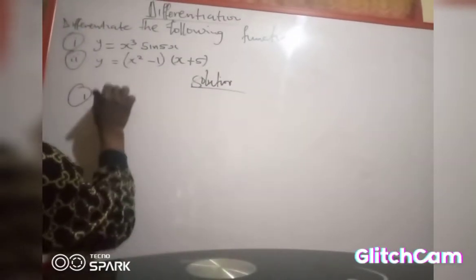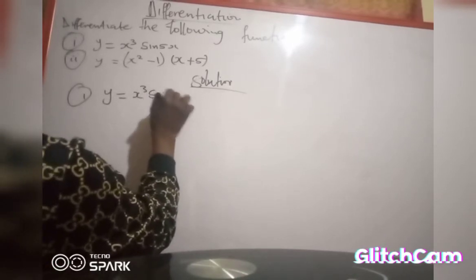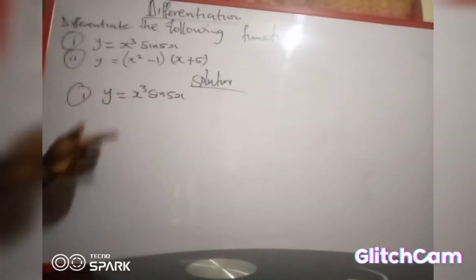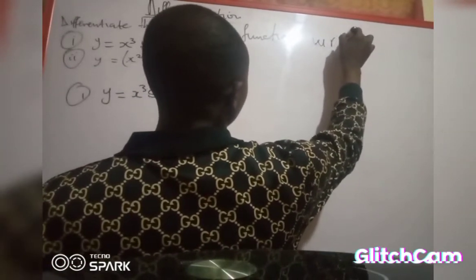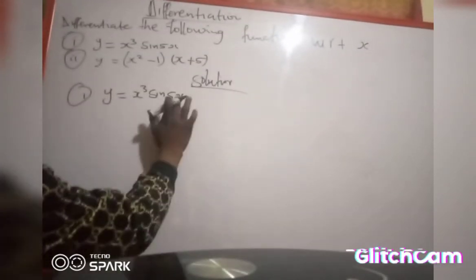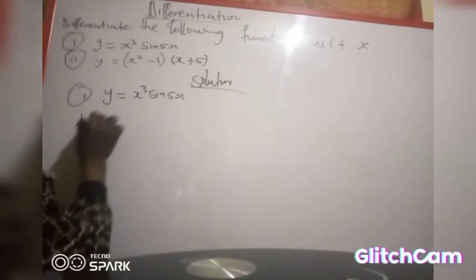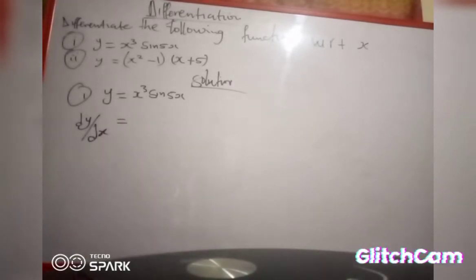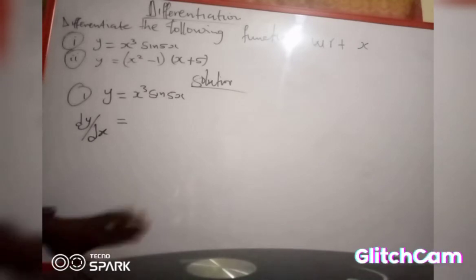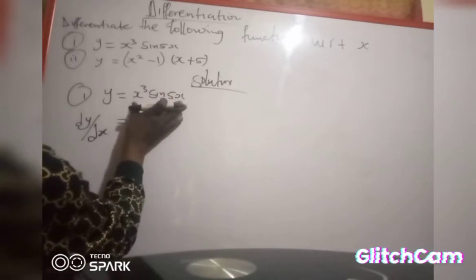Number one, say y equals s cubed sine 5s. The question says we should differentiate this function with respect to s. We have s in this question and the function is y. So I'll have dy over ds, which is equal to, watch very carefully the trick I'm going to show you. So the trick is, this multiplication, separate this function.